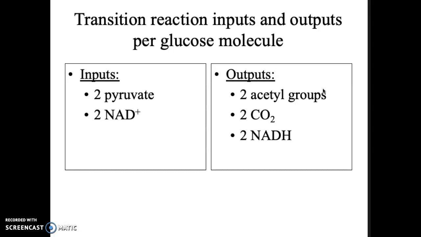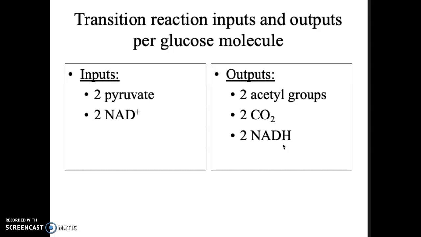I will ask you this, though, about the transition reaction. We're not making any ATP. We make some carbon dioxide that we breathe out, but then we're making this NADH. We're going to use this NADH later so that we can cut off this hydrogen and then generate a whole bunch of ATPs from it. Okay, so that's it. Those are the two reactions.